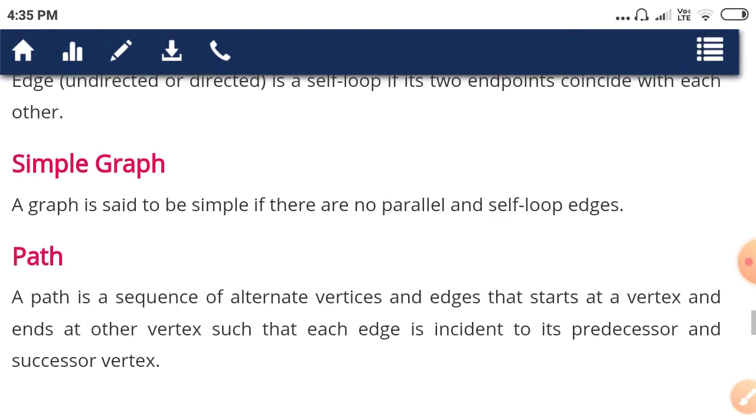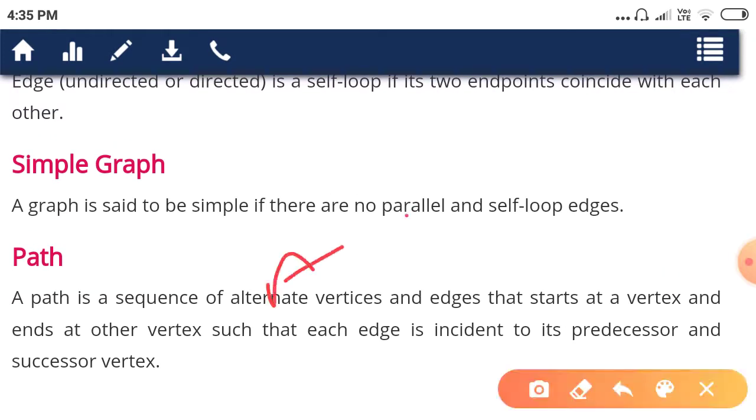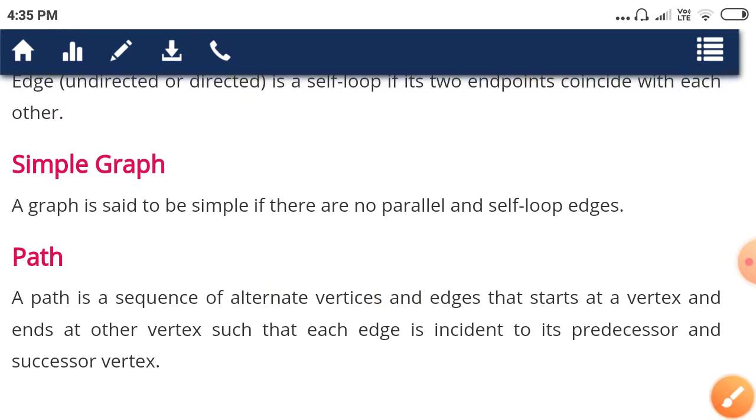And then what is a simple graph? A graph is said to be simple if there are no parallel edges and no self-loop edges, like A to A. It should not be like this. Then that is a simple graph.